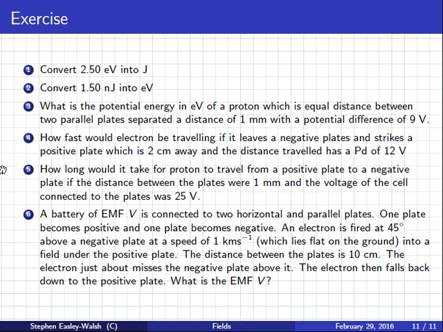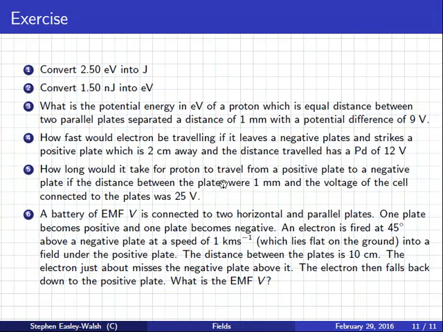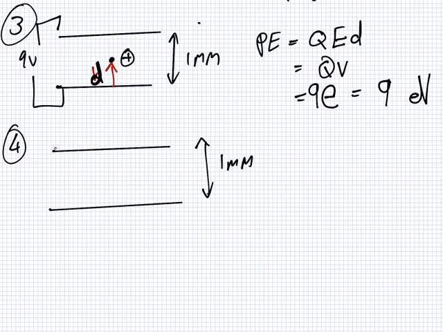How long would it take for a proton to travel from a positive plate to a negative plate if the distance is 1 millimeter and the voltage was 25? So what we have here, 1 millimeter, 25 volts, positive plate, negative plate, and there's a proton here, and the proton moves down. How long will this take? So I think I'll first find the F. F equals, well, do you know what? I'll do it differently.